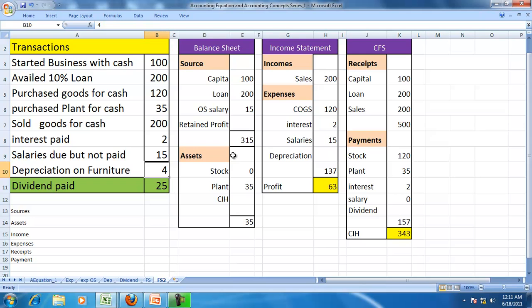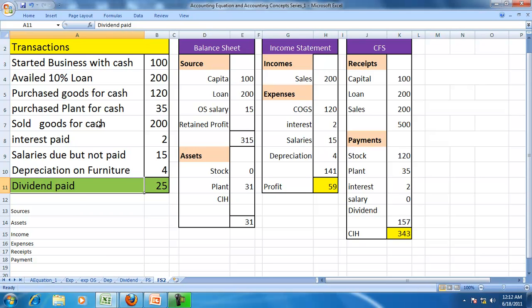Depreciation is 4. It is an expense, but there is no payment for depreciation. To that effect, the value of the plant will reduce. So all the transactions are done. Dividend can be discussed only after we calculate the profit.